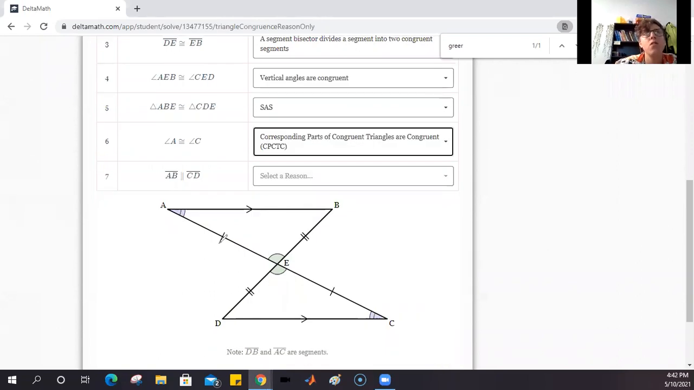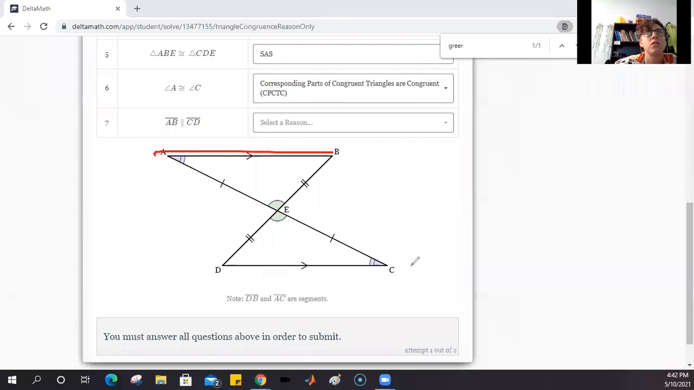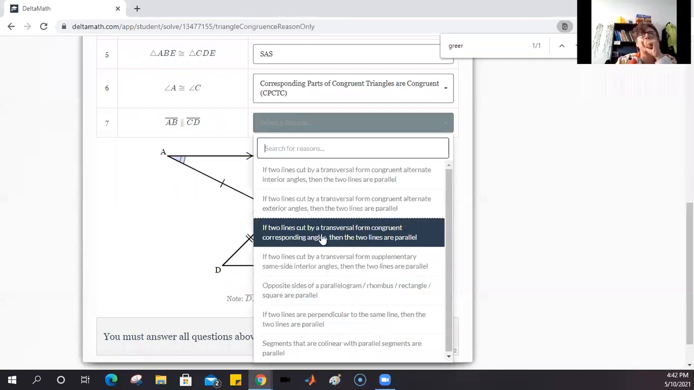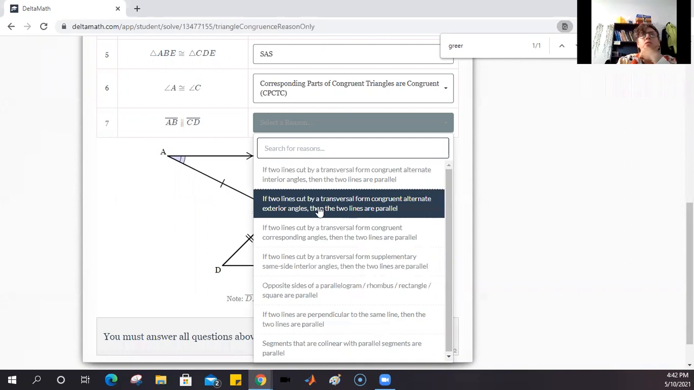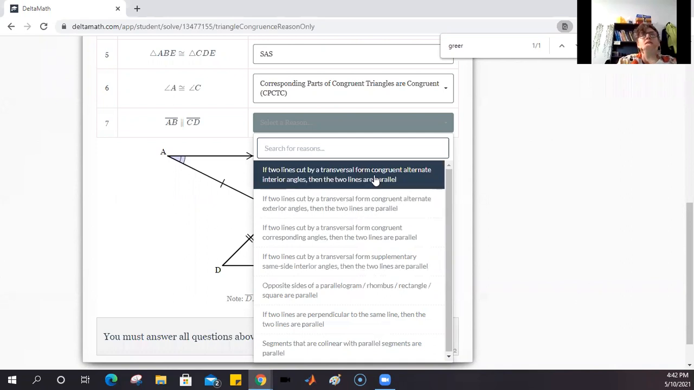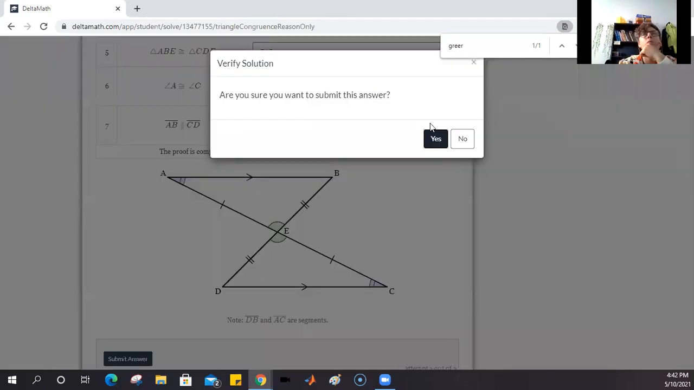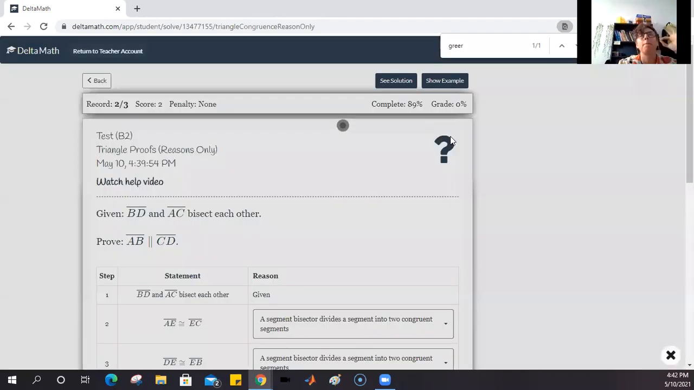And what do you know? We've got the inside of the Z angles congruent to each other. Those are called alternate interior angles. And when alternate interior angles are congruent, then the lines must be parallel. If two lines are cut by a transversal and form congruent alternate interior angles, then the two lines are parallel.